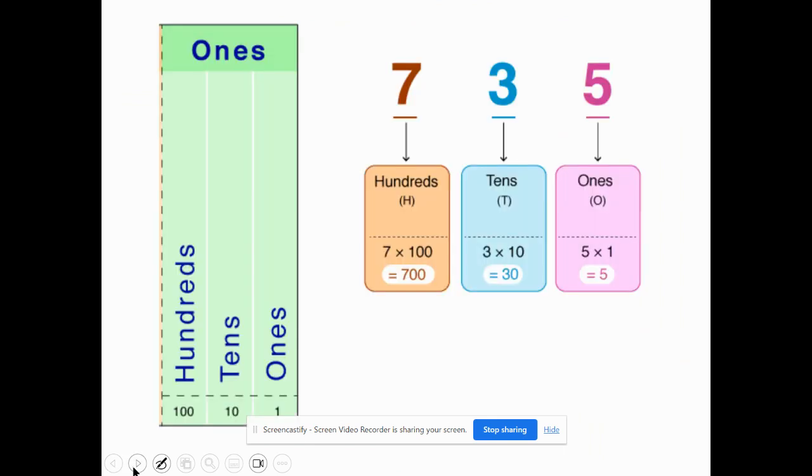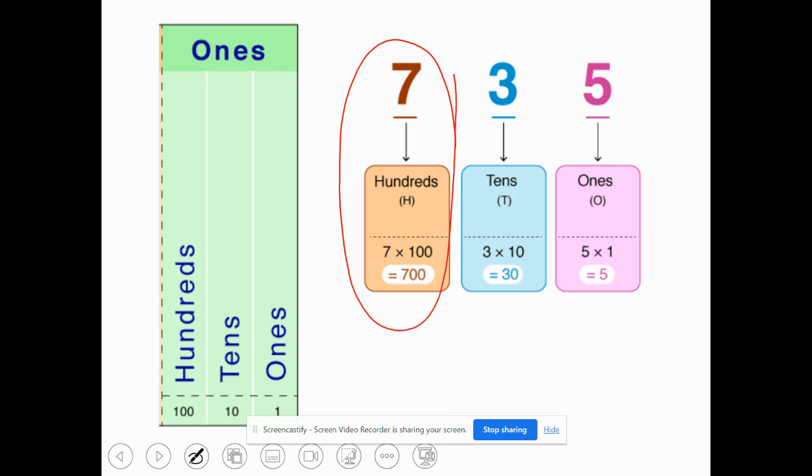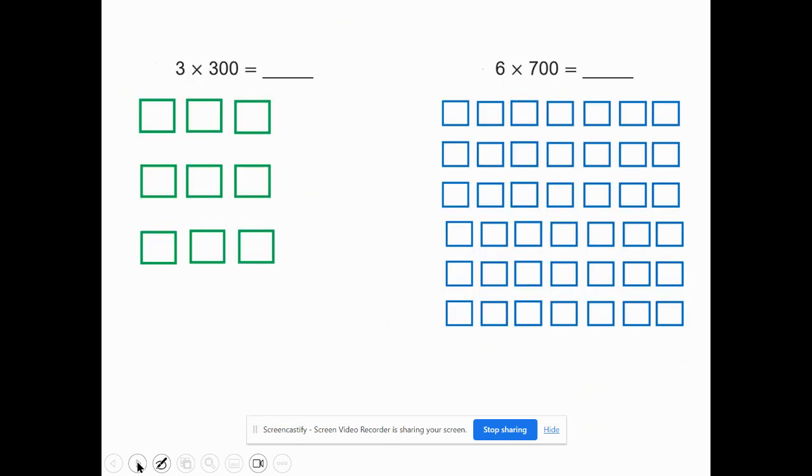All right, let's do some more practicing with talking about hundreds. Just like on the other page, hundreds are always going to have 2 zeros at the end. If you look here, how many zeros do I have at the end? 2. If I was multiplying by tens, I would only have 1 zero at the end. But I'm multiplying by 100, so how many zeros do I have at the end? It's going to be 2 because 100 has 2 zeros. So my answer should always have 2 zeros at the end.